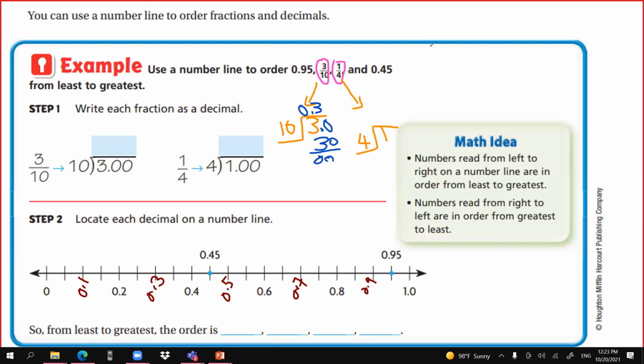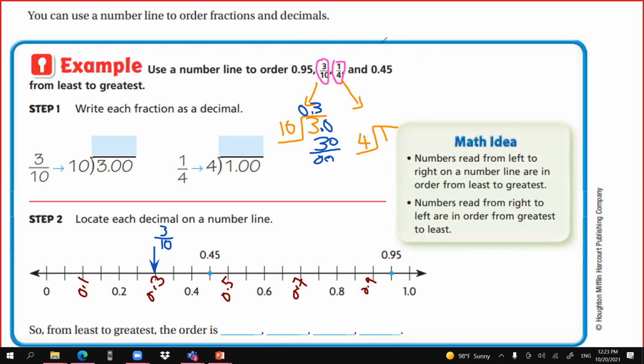Now, where's 0.3 here on the number line? It's here. Is it right? Yeah. So here, what do we have? 3 over 10.